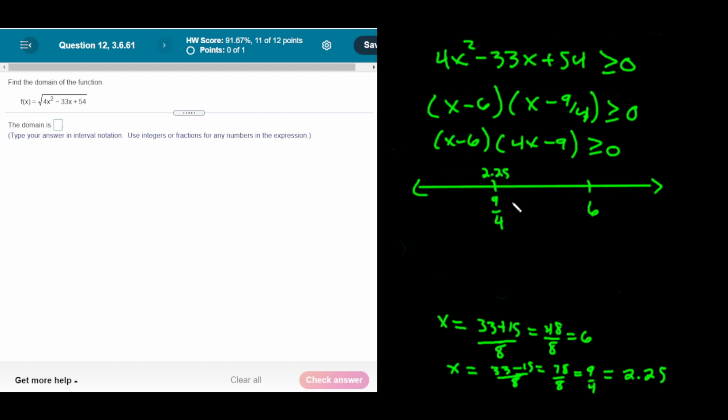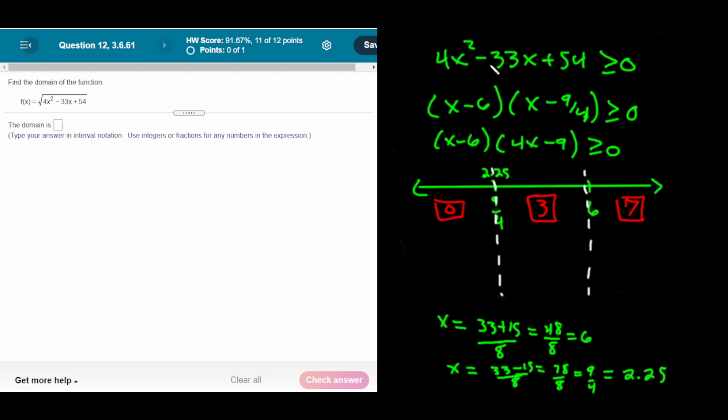So what's in between 2.25 and 6? We can choose 3. Why not? We put test values in red. Give me something to the right, 7. Give me something to the left. Let's choose 0. 0 is always nice. So here are your regions.